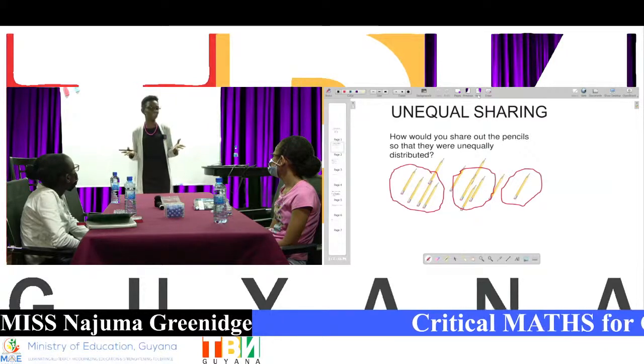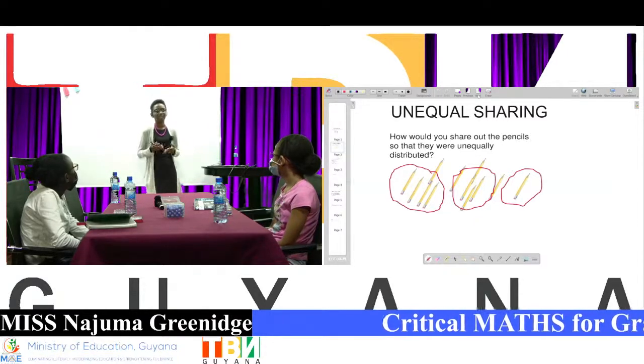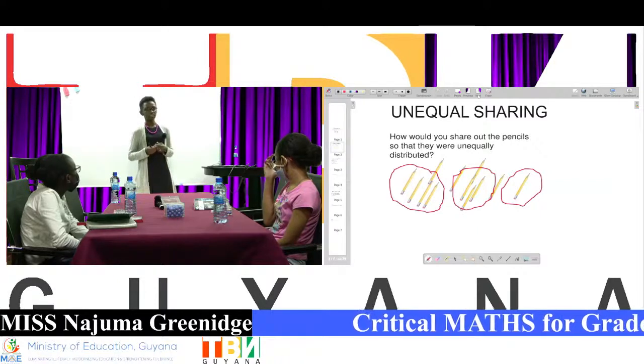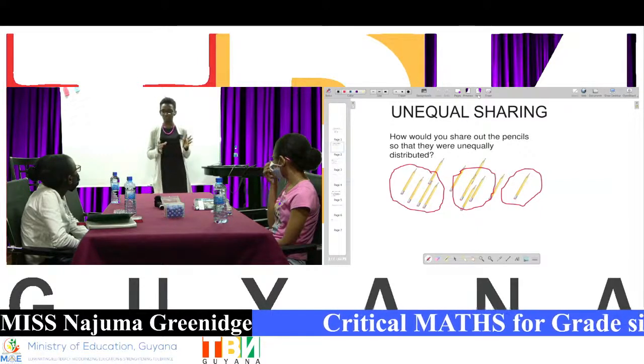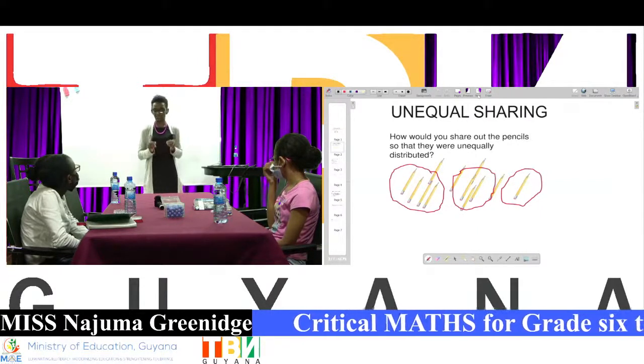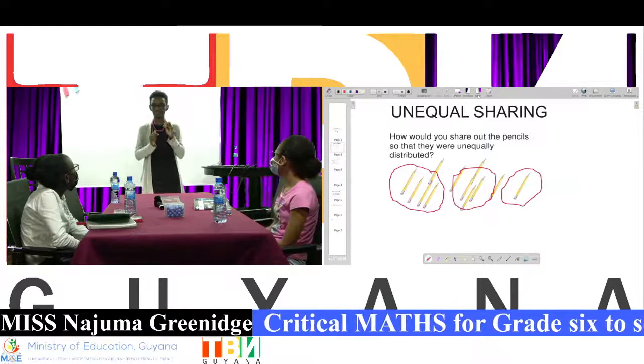So that's the concept really of unequal sharing, right? It can come in many forms. For example, it can also come in the form of a ratio. So we're going to go through those examples there as well. All right? So another example.